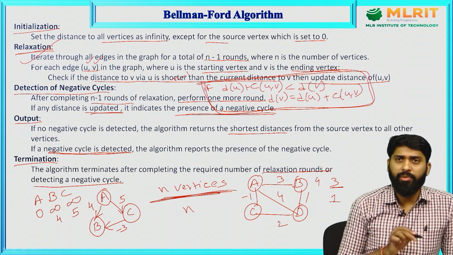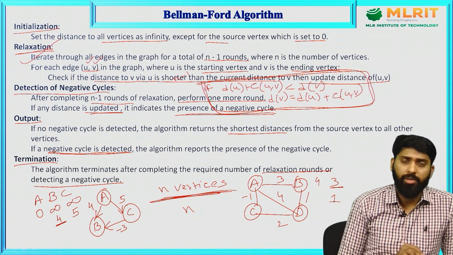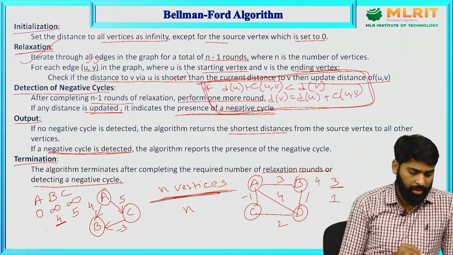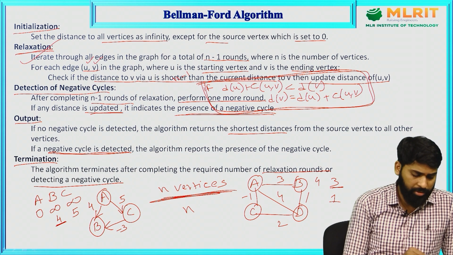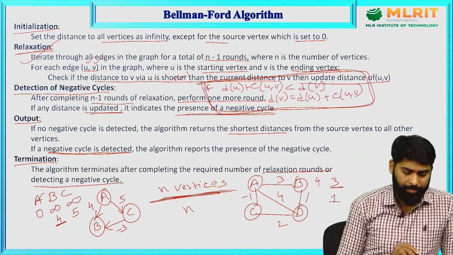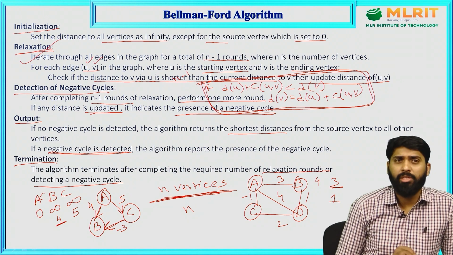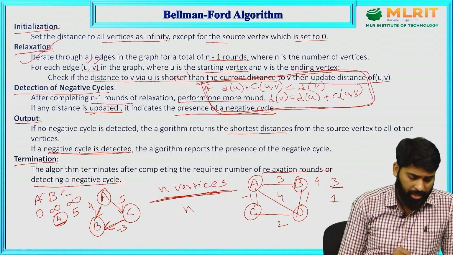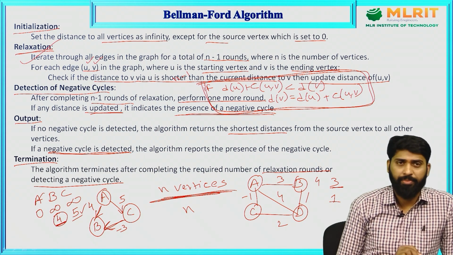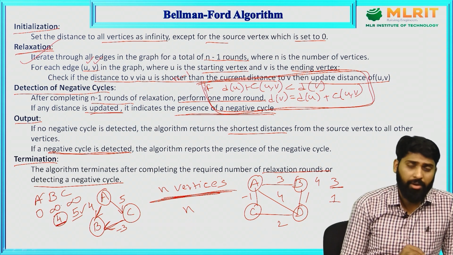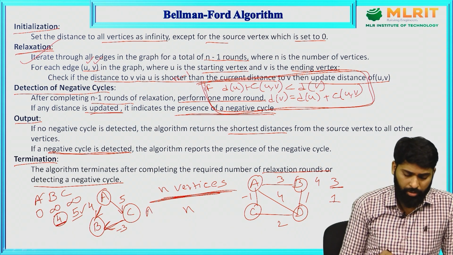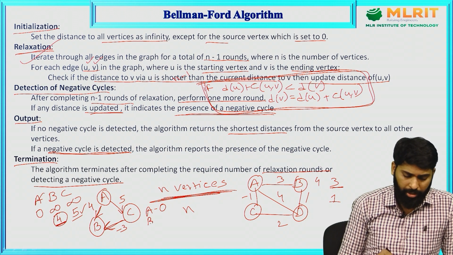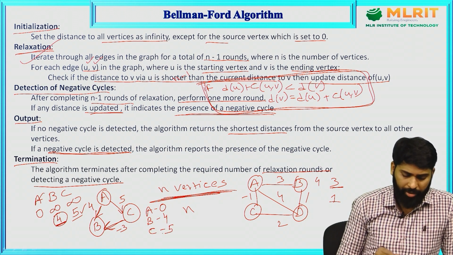Now identify which is the smaller one, 4. So now select B and mark A as visited, and now we select B. Now if you observe, for B there is no edge, so B is also visited, and finally C also visited. Now what is the distance? Here what are the distances? A to A is 0, A to B is 4, A to C is 5.